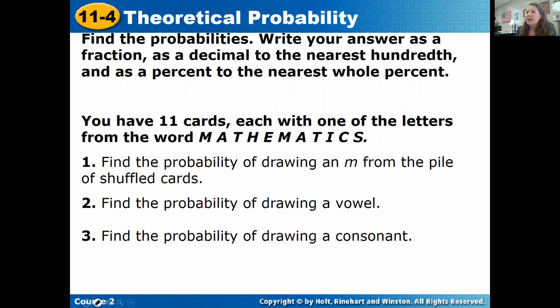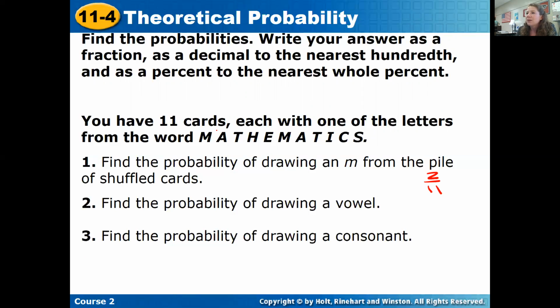Find the probabilities. Write your answer as a fraction, as a decimal to the nearest hundredths, and as a percent to the nearest whole percent. You have 11 cards, each of one of the letters from the word mathematics. Find the probability of drawing an M. Well, there's 11 cards, right? 1, 2, 3, 4, 5, 6, 7, 8, 9, 10, 11. And how many M's do we see? Well, I see 1, 2. 2 out of 11.